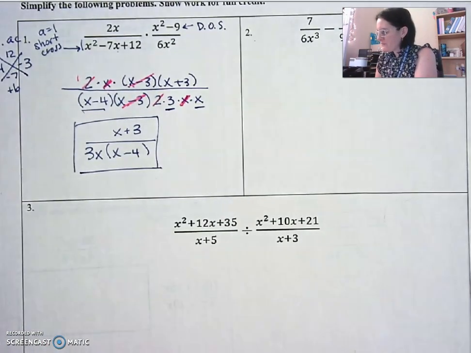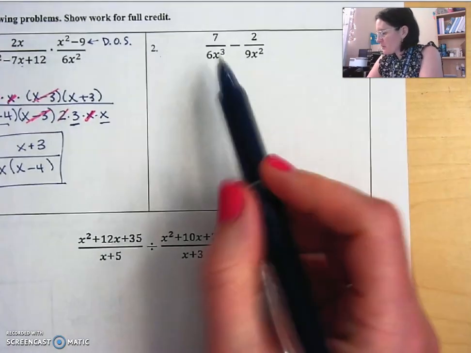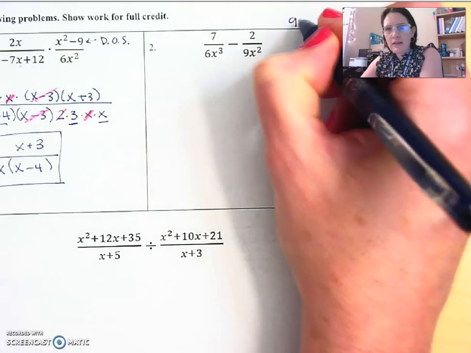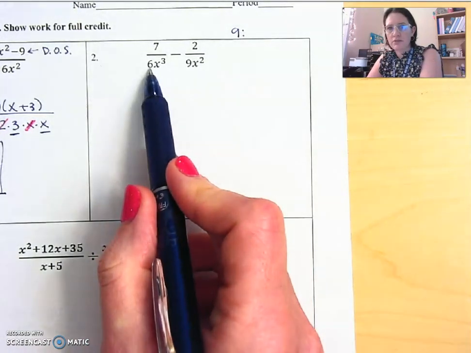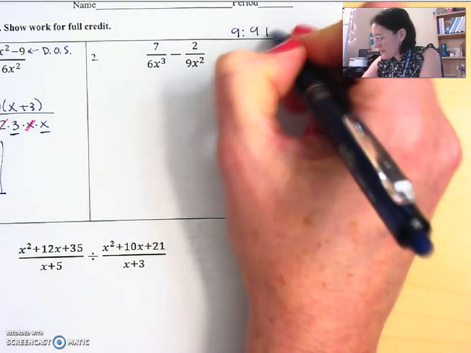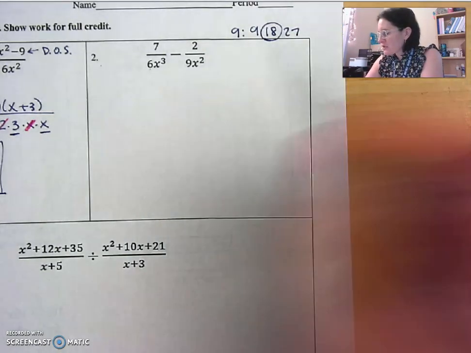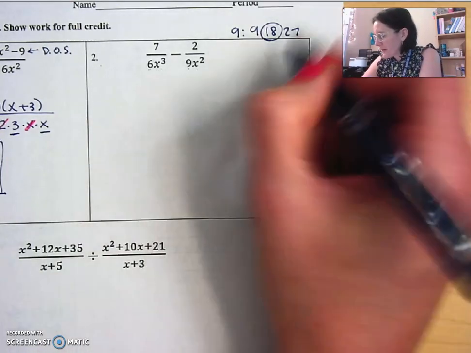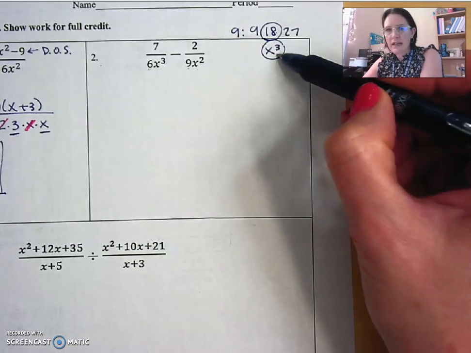In the second problem, this is an add or subtract, which means we have to make common denominators first. So we start with the 6 and the 9, take the biggest one, and write multiples of it until you find one that the 6 goes into also. So if I start with 9, 18, 27, I can see that 18 will work. And that's just for the number chunk. For the variable chunk, you use the variable with the bigger exponent. So here's my least common multiple, 18x cubed.